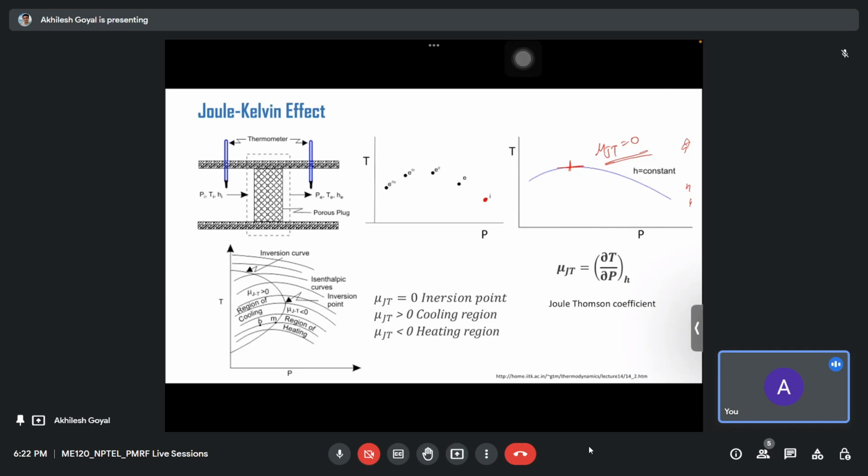Now if we go beyond this into the left side, you can see the slope is positive. Slope is positive means if pressure increases, temperature increases. Okay, so in the case of expander, porous plug, or capillary action, we always drop the pressure. So here in this region, as the pressure drops, the temperature will also drop, then only the value of mu_jt will be positive, right?